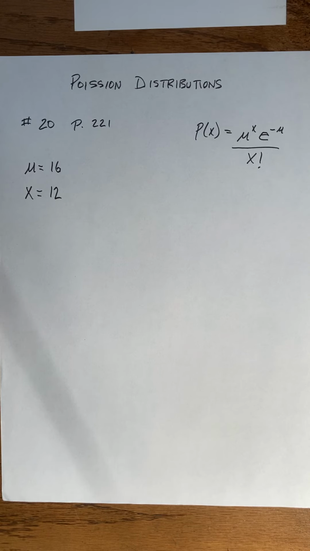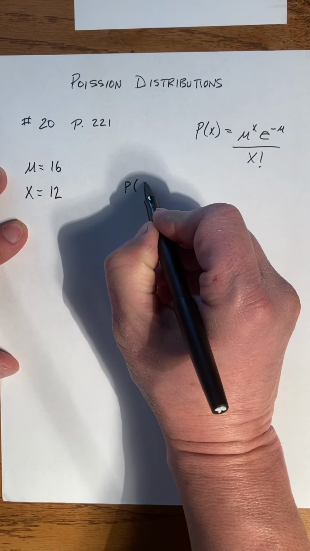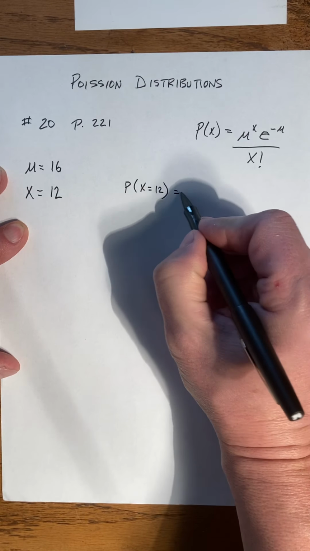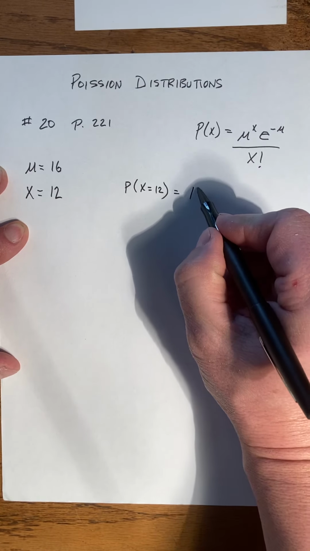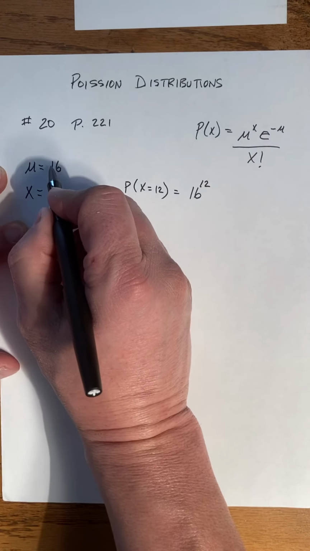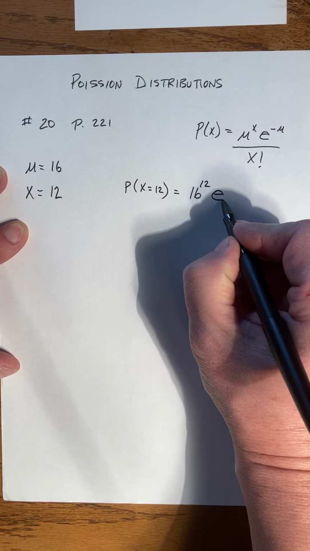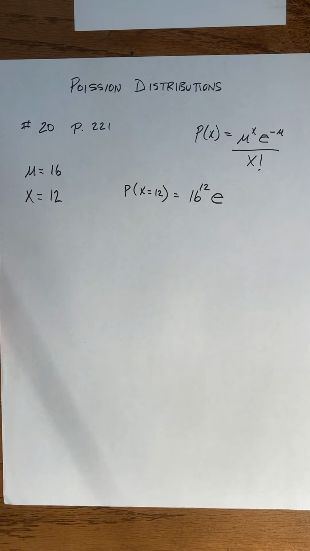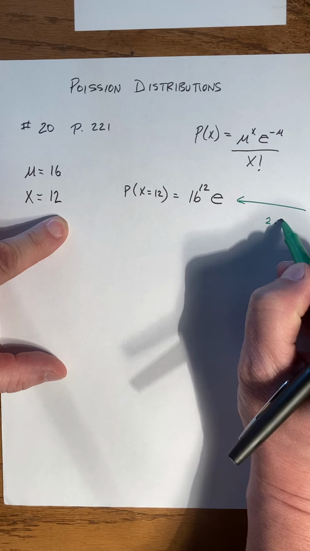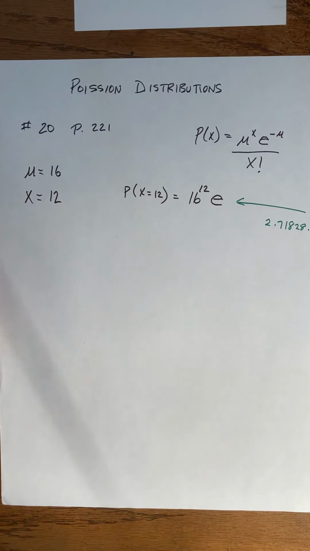So what we do is we say, well, what's the probability that x is equal to 12? And we use this formula. Now, mu is our average, so that's 16 to the 12th, which is what we want. We're saying, well, what about if it's 12? We use e. Now, this e number is, as we discussed in class, and if you had pre-calculus, this number 2.71828, and it goes on and on.